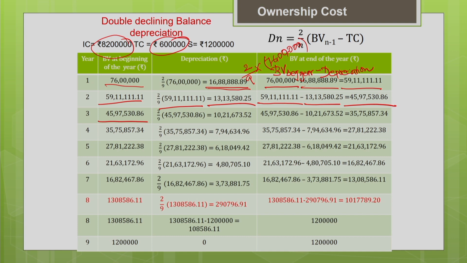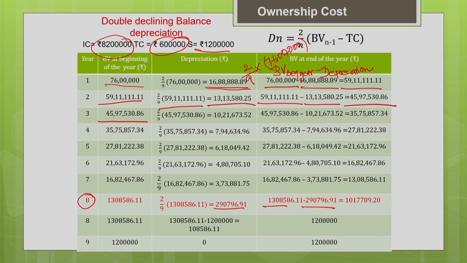One important thing you have to note here: as I told you, there are more chances that your estimated book value can go below the salvage value. Say for example, for the 8th year, I have estimated the depreciation. Now when I estimate the book value at the end of the year, you can see it is 10 lakh 17,789. Your salvage value is 12 lakh, so it has gone below the salvage value. So this is not accepted.